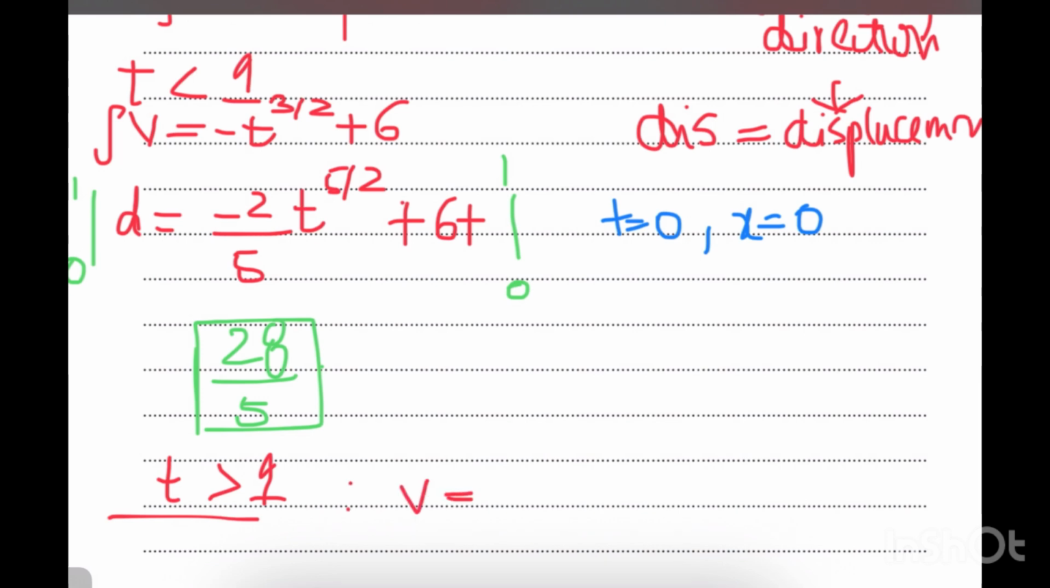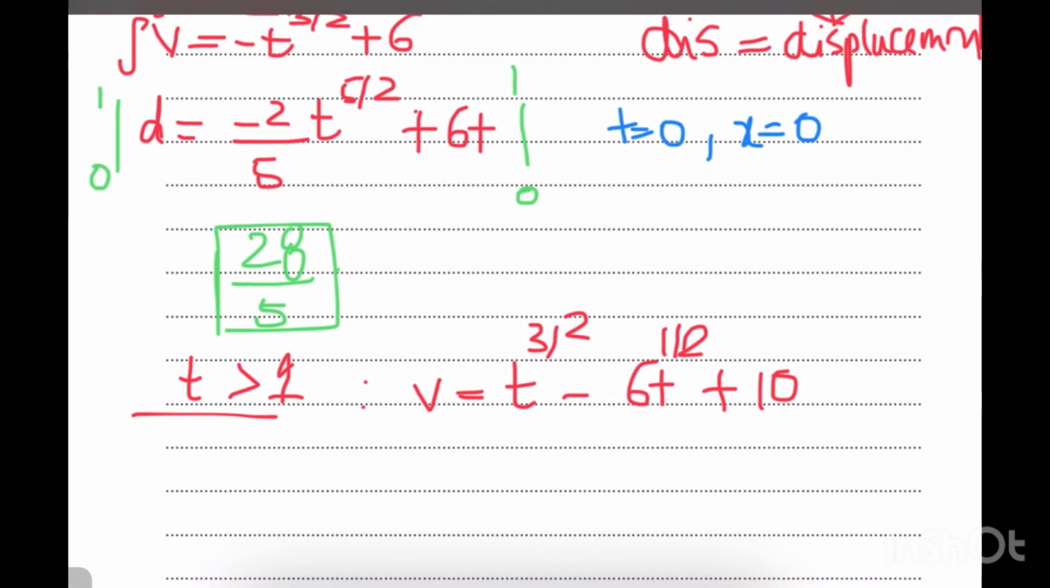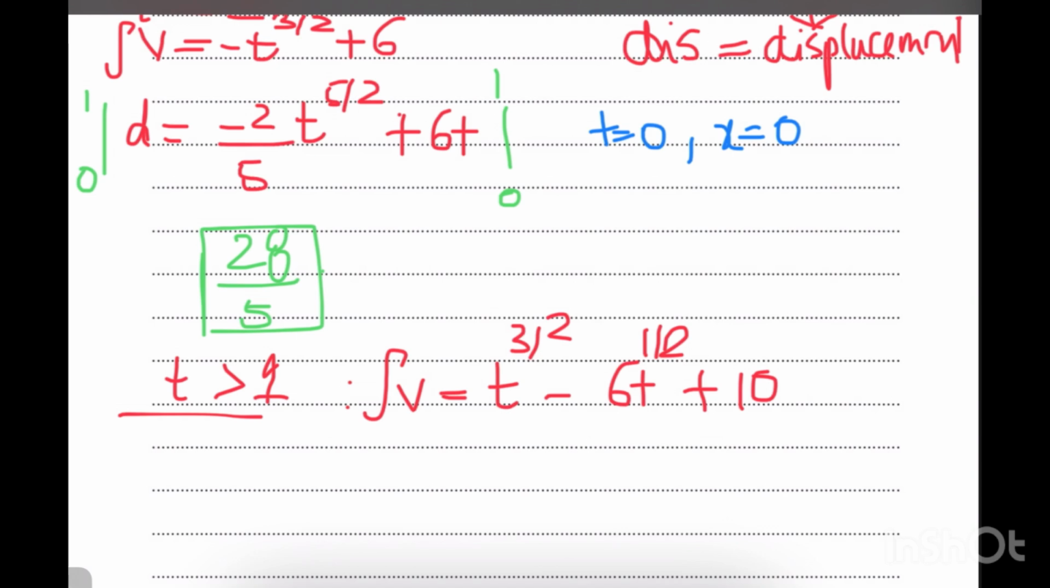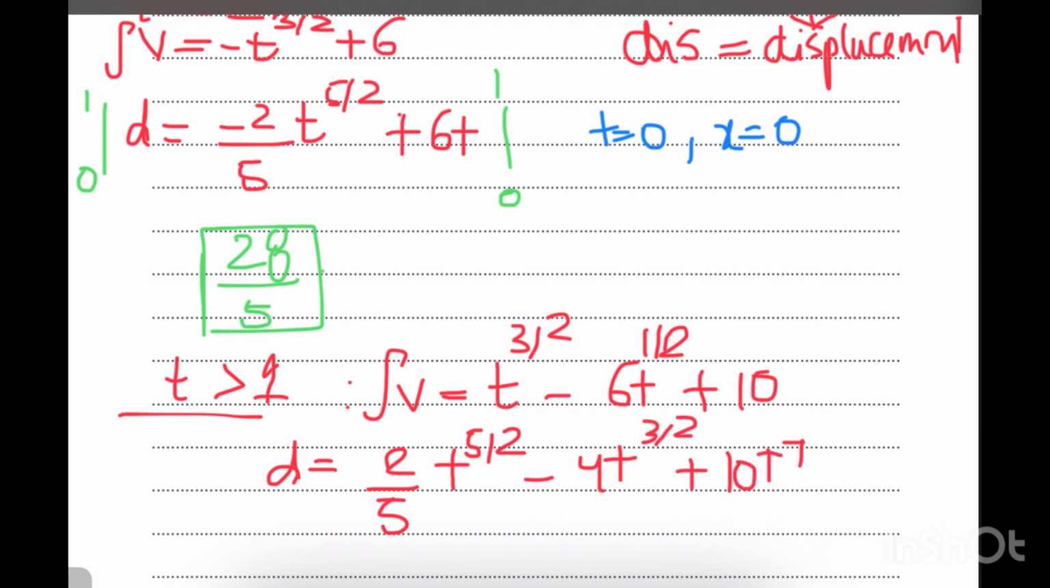velocity was equal to t raised to power 3 by 2 minus 6t raised to power 1 by 2 plus 10. So now we need to integrate this as well to find out the total displacement or the distance. And when we integrate this, we find out that displacement or distance is equal to 2 over 5 t raised to power 5 by 2 minus 4t raised to power 3 by 2 plus 10t plus c.